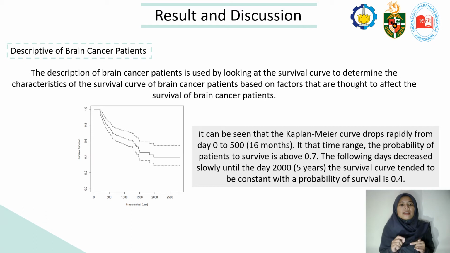It can be seen that the Kaplan-Meier curve dropped rapidly from day 0 until day 500. In that time range, the probability of patients to survive is about 0.7. The following days decreased slowly until day 2000. The survival curve tended to be constant with a survival probability of 0.4.